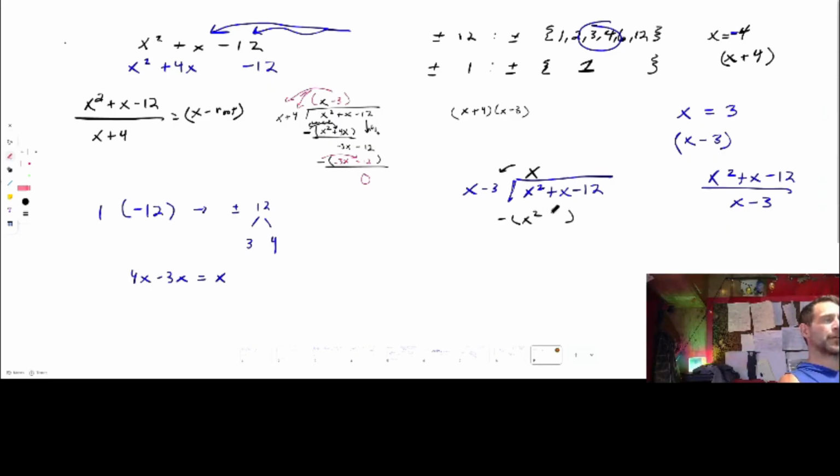Need to multiply that too. That becomes a positive 3x. I already know that other than 0, that's a 4x. I drop this. I repeat, I need this to be a 4x, so my guess needs to be a 4. So then the other one, 12 minus 12 is 0.